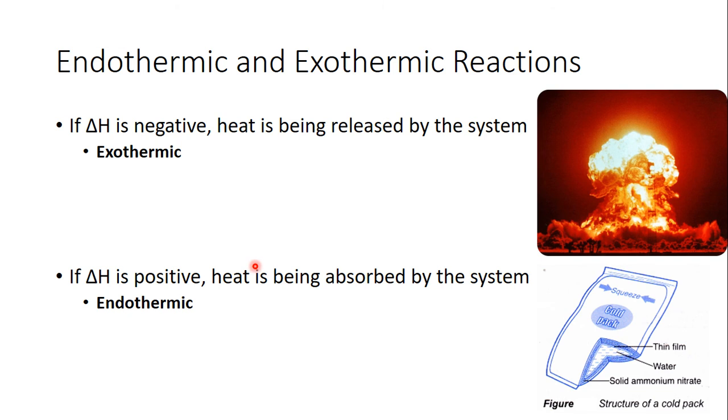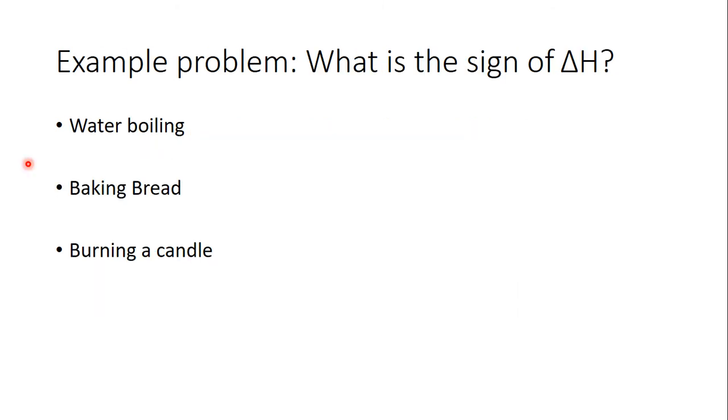Alright, so let's see if we can figure out the signs of delta H for water boiling, baking bread, and burning a candle. Okay, so water boiling, baking bread, and burning a candle. In all three reactions, heat is going into our system. So it's an endothermic process, and enthalpy is all positive.